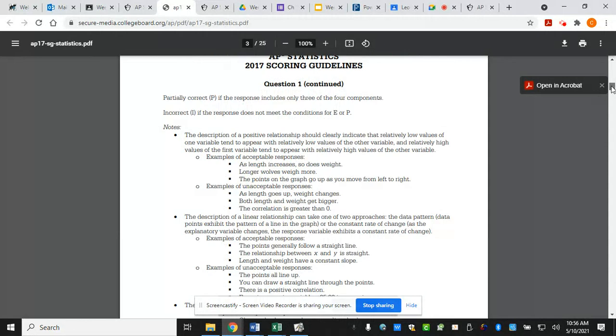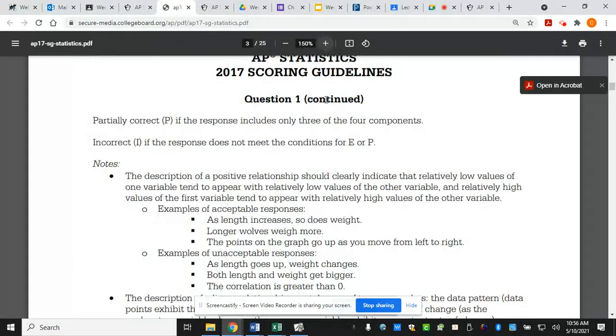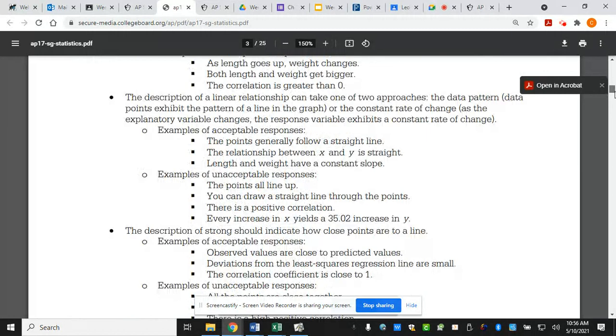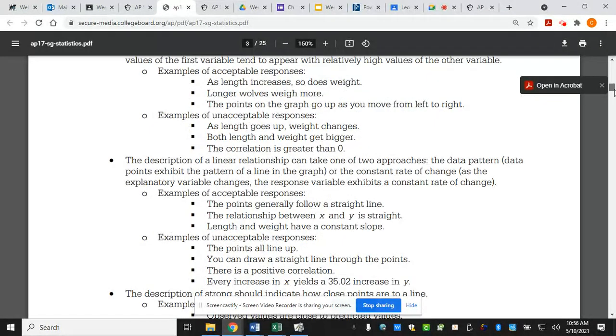So for linear, they said some of their acceptable solutions were the points generally follow a straight line, which I thought was not a very good explanation. The relationship between x and y is straight. I didn't think that was a very good explanation. And length and weight have a constant slope. I thought that was kind of vague. The points all line up, which sounds like the points generally follow a straight line pattern, they would not give you credit for. You could draw a straight line through the points, they would not give you credit for.